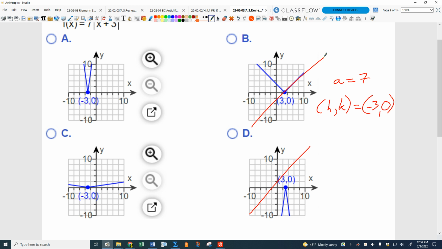So instead of going over 1 and up 1, we're going over 1 and up 7. Okay, and there it is. Over 1, up 7, right there. So that's the winner.